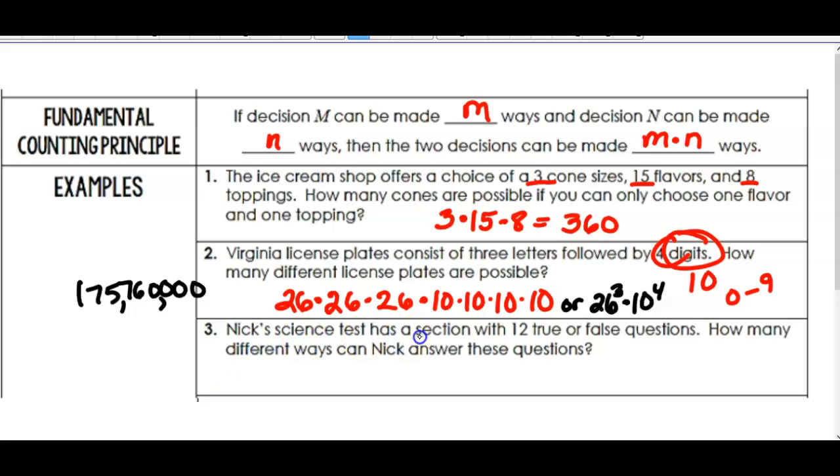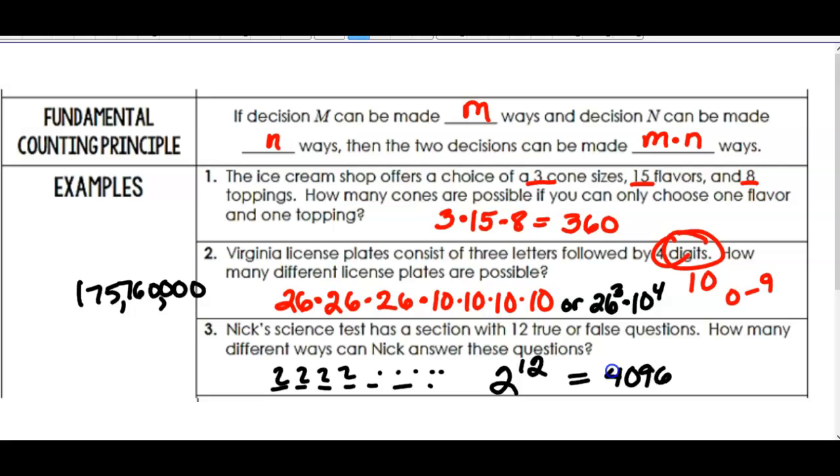All right, Nick's science test has a section with 12 true-false questions. So how many different ways can he answer these? So each of those 12 questions, he can answer 2 different ways. So we can do 2 to the 12th. Okay, true or false for 12 different questions would be 2 to the 12th, which is 4,096. I hope this is making sense.